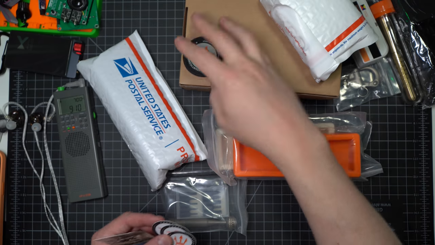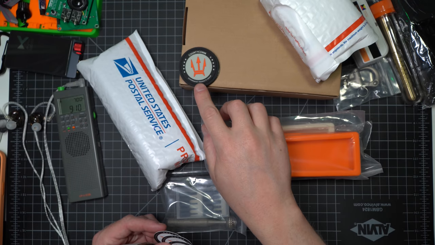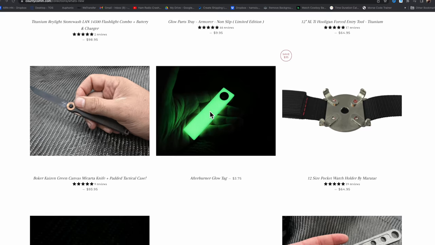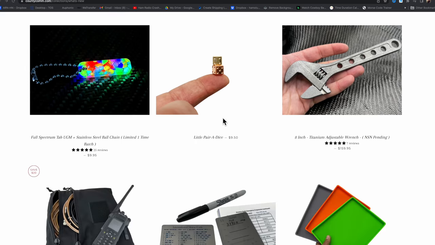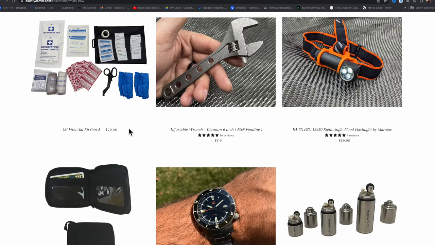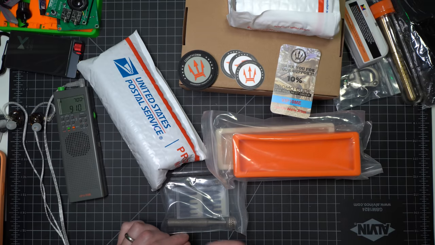Okay, so if you didn't know, CountyComm makes a lot of government products. They actually are a contractor. They've got multiple designs that they either create themselves in-house, or I think some of them they outsource through other subcontract, that kind of stuff. I'll stop talking about it because I don't know definitively and I don't want to speak out of turn.